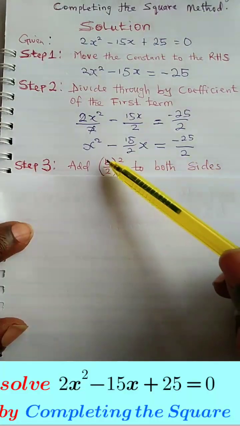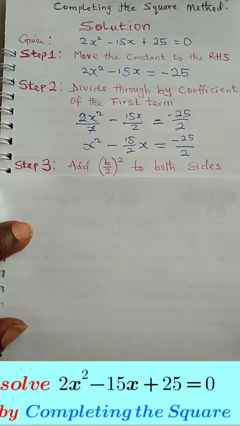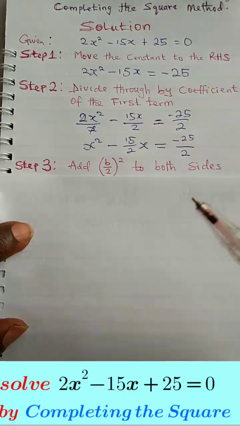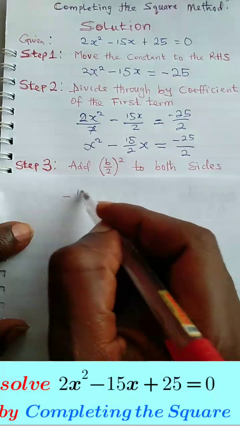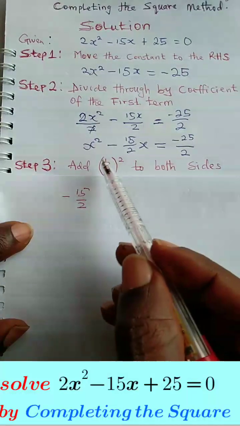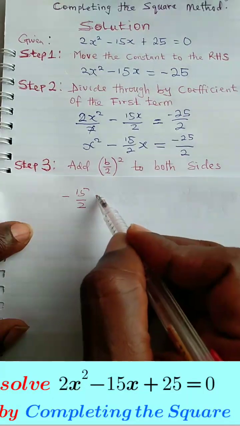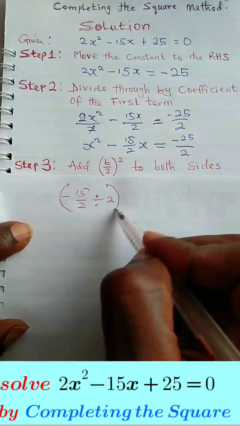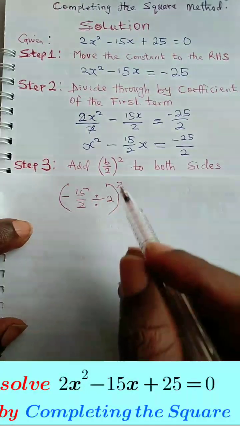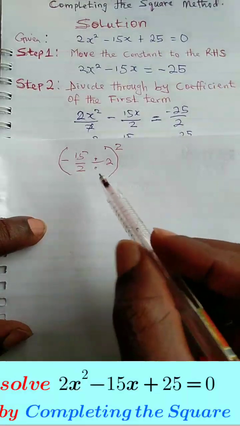So we are going to add b over 2 all squared to both sides. First of all, let us get this b over 2. I know that my b is minus 15 over 2. Then over 2 means you should divide it by 2, and then you square everything. So this is what I've gotten now as my b over 2 all squared.